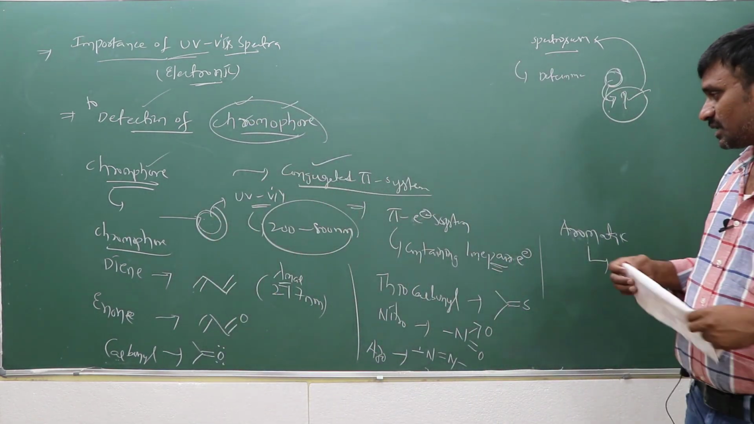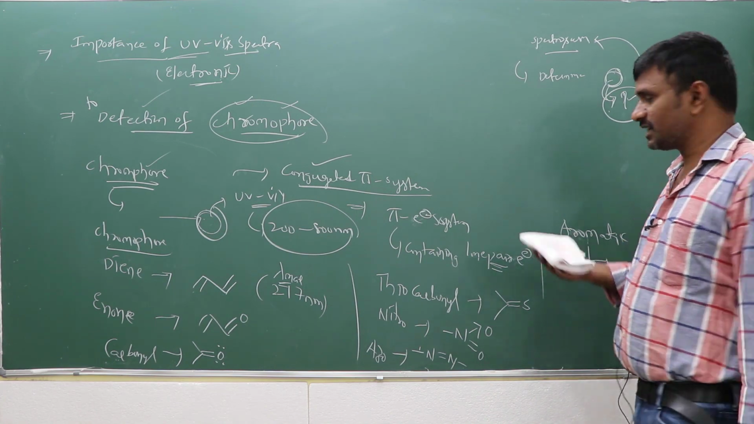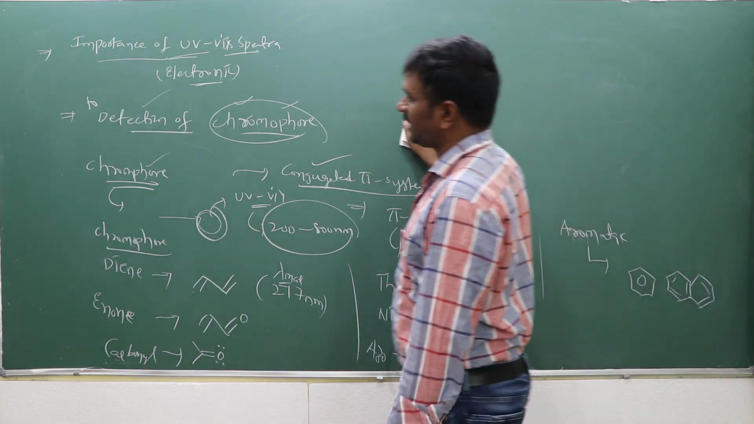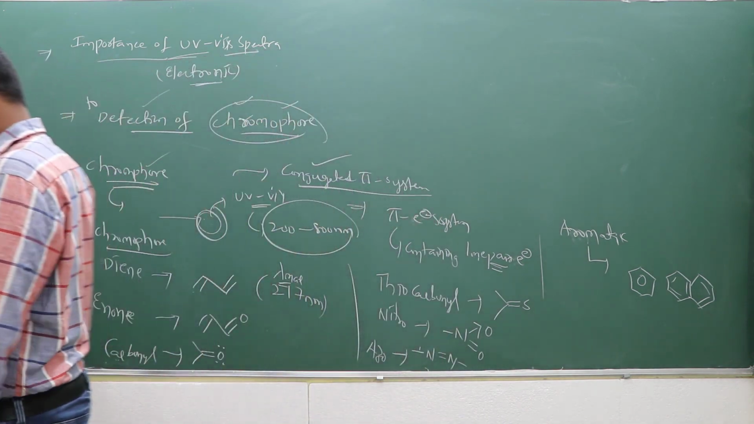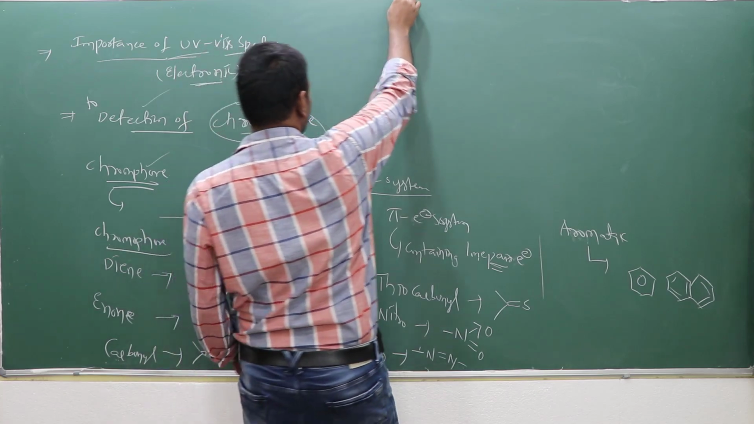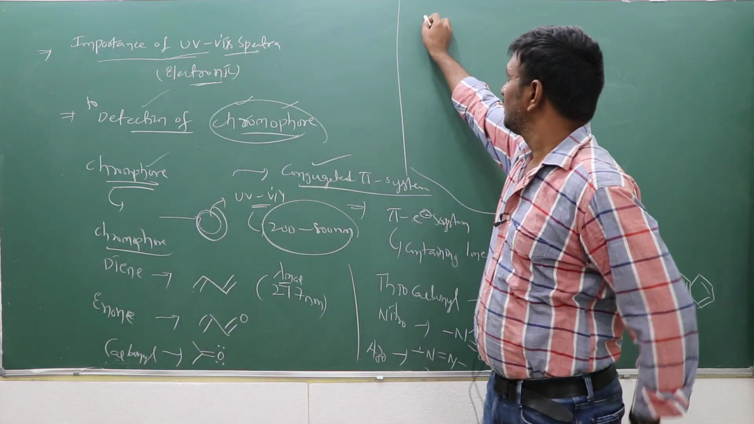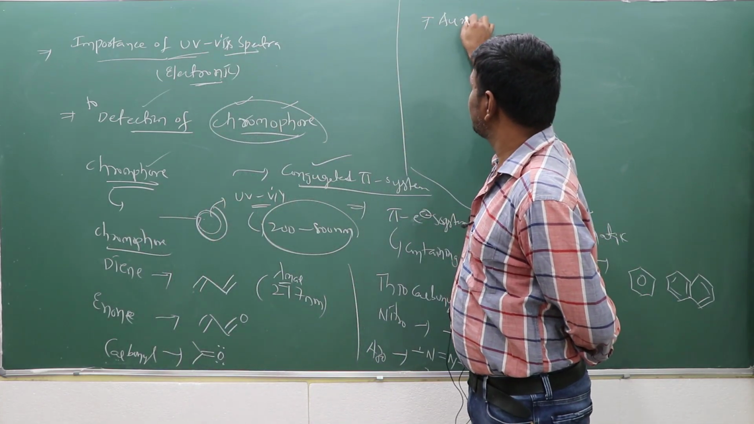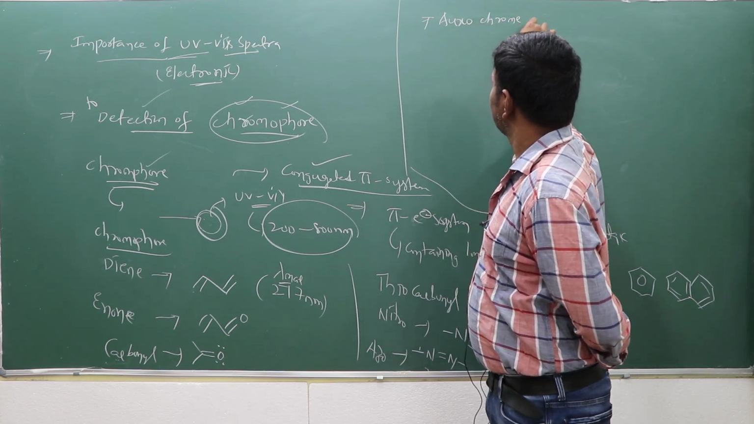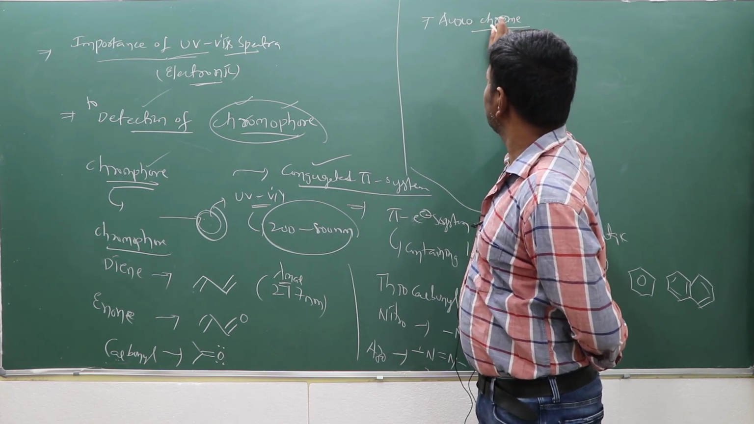There are some other terms we use frequently in UV visible spectroscopy or electronic spectroscopy. Another term I can explain is auxochrome. We use auxochrome frequently.